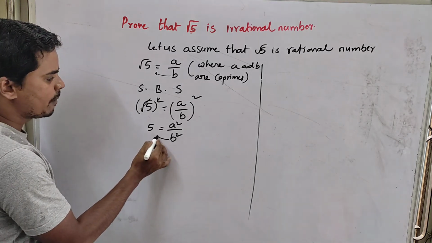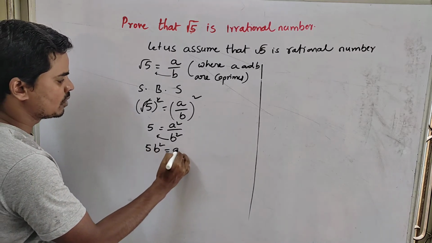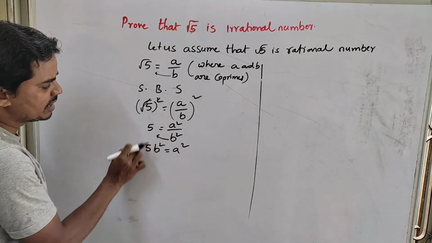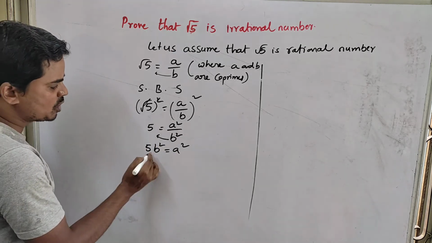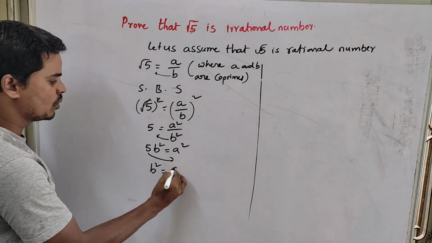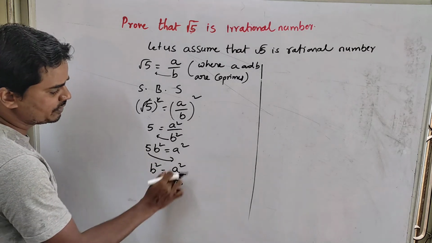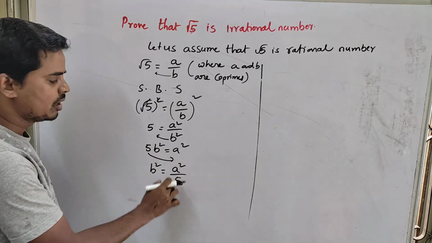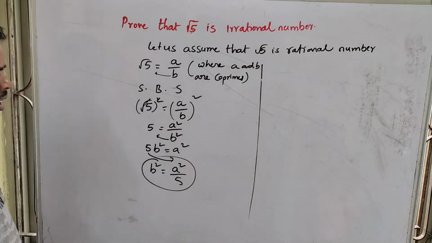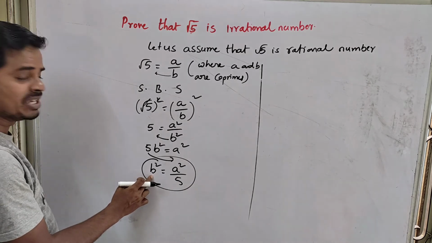Now transpose b square to this side: 5b square is equal to a square. 5b square. It is under division, no? It will become multiplication. Now transpose 5 again to the RHS: b square is equal to a square divided by 5. Here 5 is under multiplication; if you transpose, it becomes division, students. Now see, if you notice this statement, a square is divisible by 5, that is how we get b square.